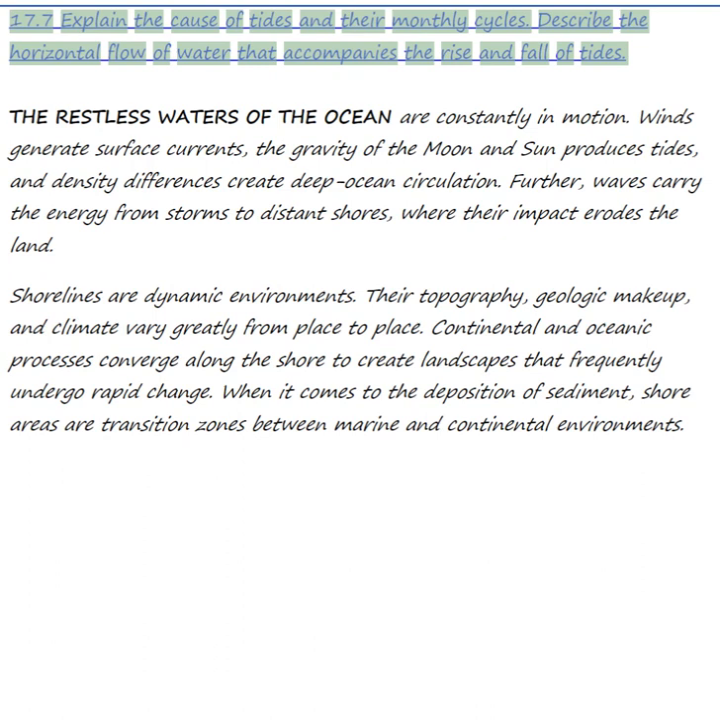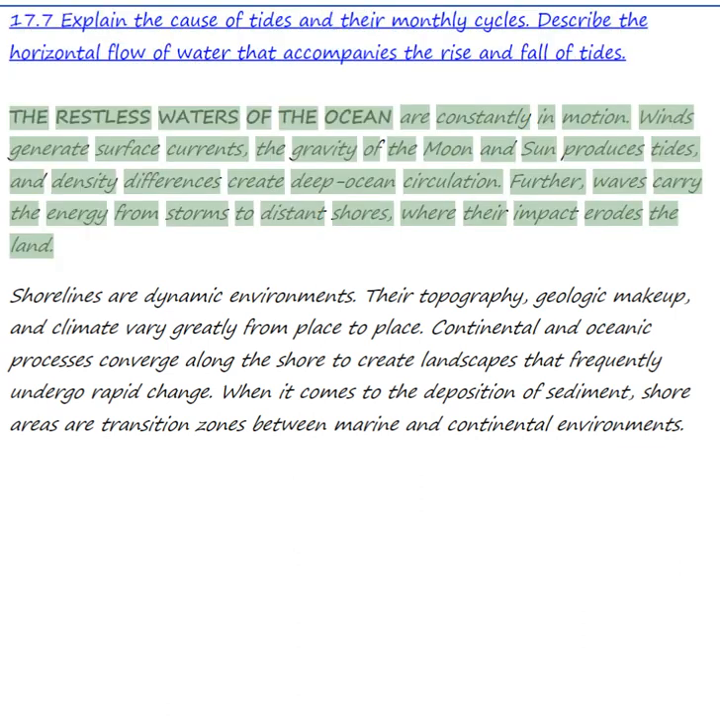17.7 Explain the cause of tides and their monthly cycles. Describe the horizontal flow of water that accompanies the rise and fall of tides. The restless waters of the ocean are constantly in motion. Winds generate surface currents, the gravity of the moon and sun produces tides, and density differences create deep ocean circulation. Further, waves carry the energy from storms to distant shores, where their impact erodes the land.